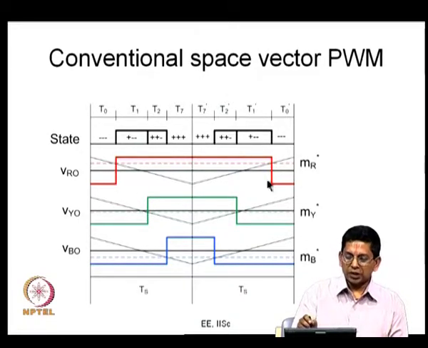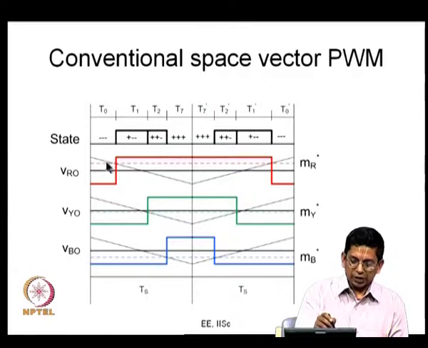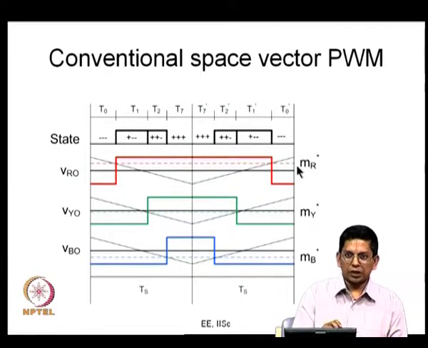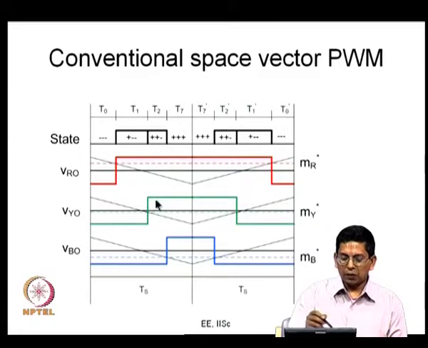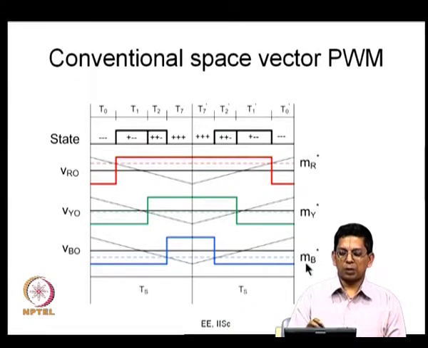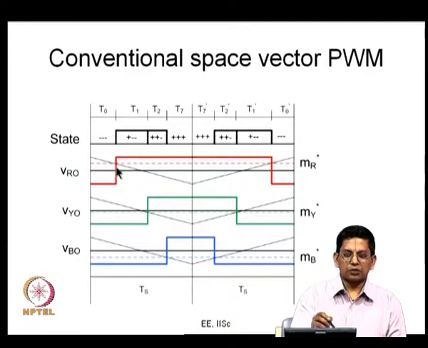The pole voltages are like this, and the dashed line indicates the average pole voltage. The scaled version of the average pole voltage is MR star. Similarly, the scaled versions of VYO average and VBO average are MY star and MB star. If you have MR star, MY star and MB star, you can compare them with the triangular carrier as shown here, and the intersection of these with the triangular carrier gives you the switching instants of the respective phases.